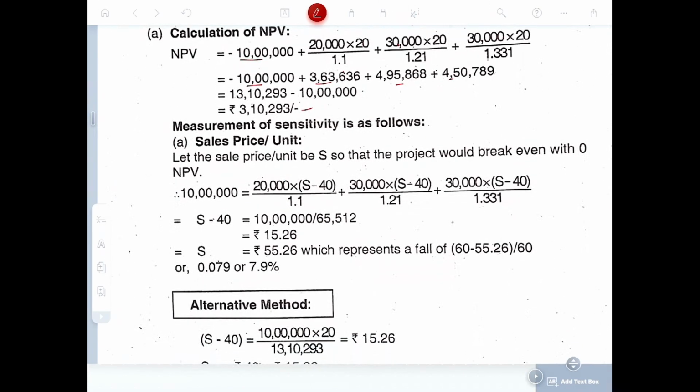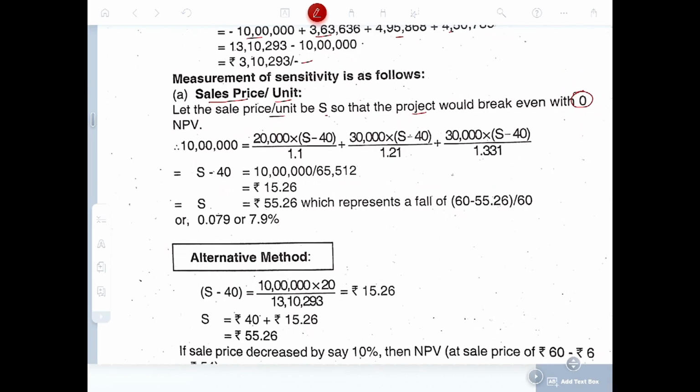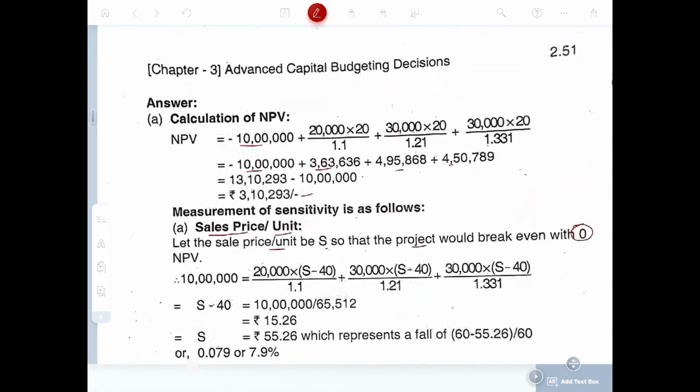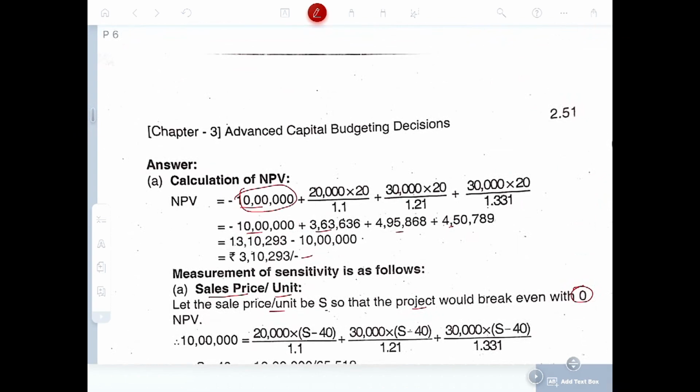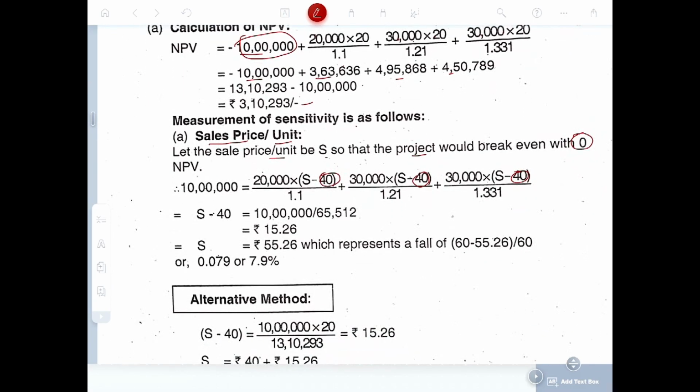Correct? Measuring sensitivity of the sale price per unit: let the sale price per unit be such that the project would break even with zero NPV. So what is the sale price? That is, at what point do we get the total cost back. So 10 lakhs is when we will recover. We don't know the sale price; the cost is 40 rupees. So we want to find this. At some point we will get zero. That is 10 lakhs actually.